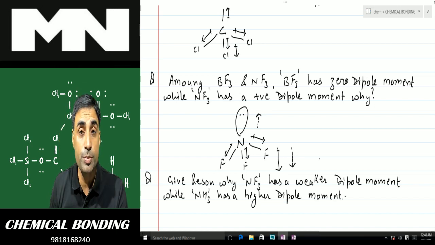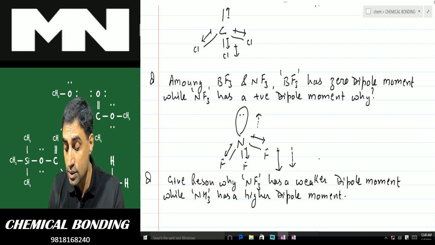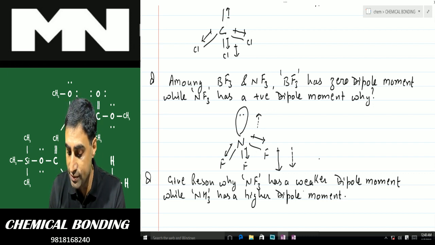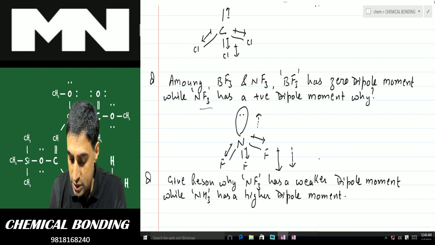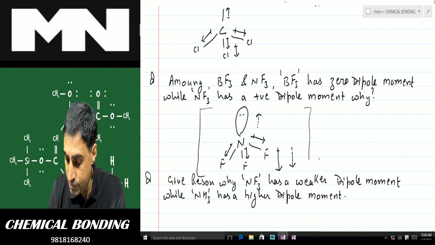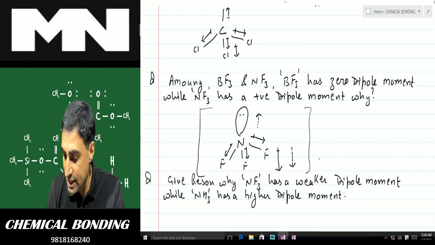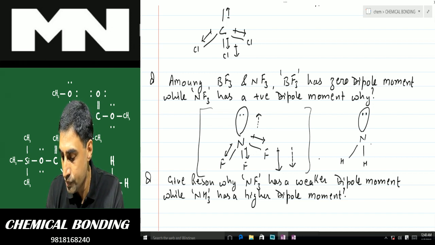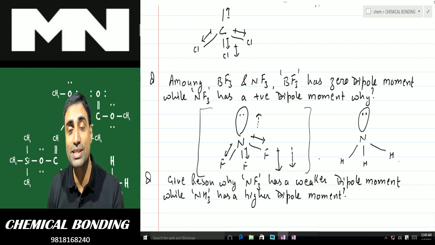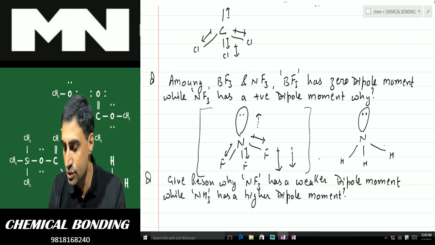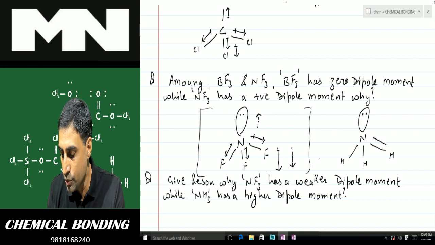Well, in order to explain this question, I'll draw the structure of NH3 beside NF3. NF3, you can see this is NF3. Now let us have a look at NH3 molecule. NH3 molecule is very similar to NF3. You will have a lone pair of electrons and you'll have three NH bonds. But here in this case, nitrogen is more electronegative than hydrogen. That's why the dipole moment will be like this.